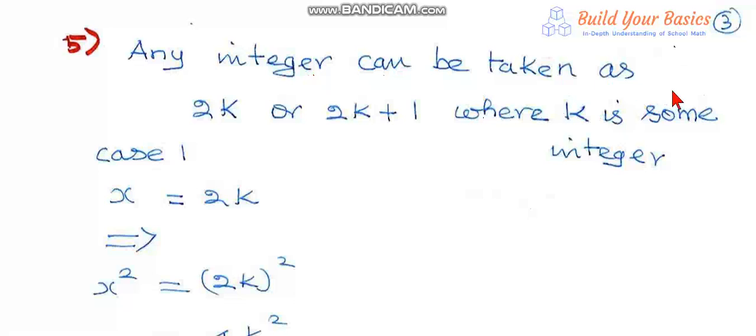Any integer can be taken as 2k or 2k plus 1. If that integer is even, we will take it as 2k. If it is odd, we will take it as 2k plus 1, where k is some integer.